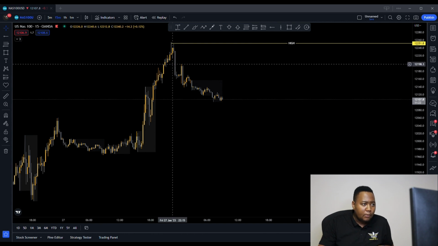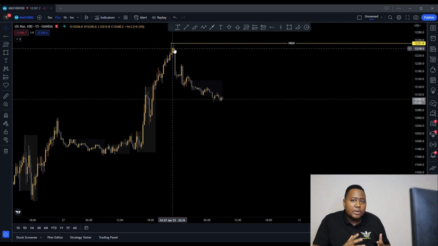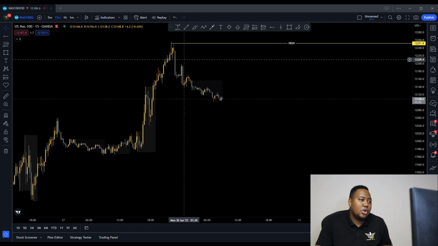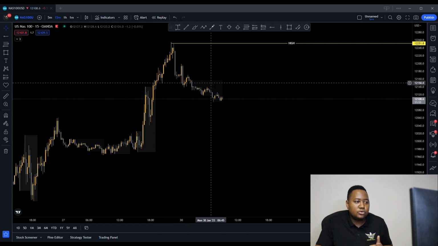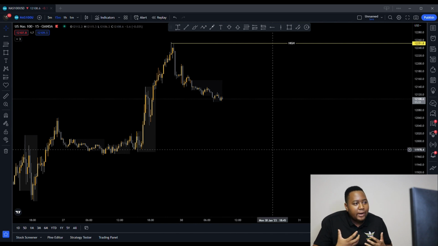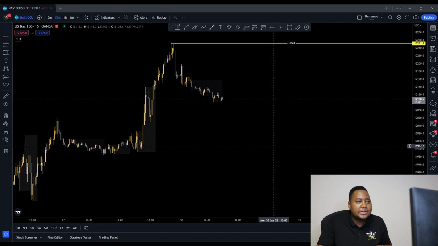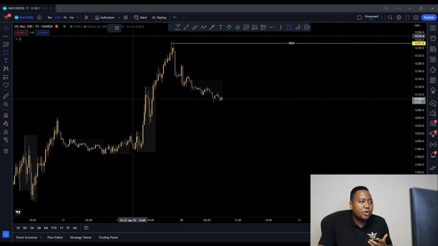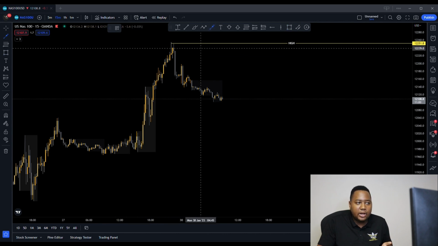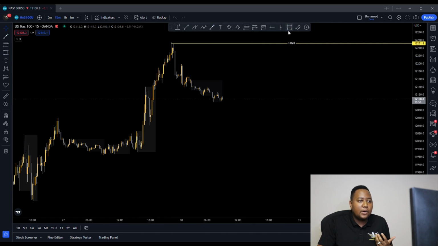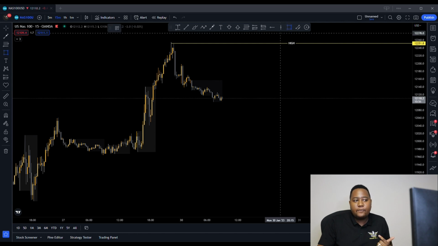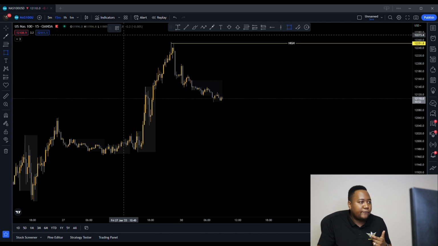Now that we understand the structure of the market, that we had higher highs, higher lows, then lower highs, lower lows, we want to validate and start plotting our bearings in terms of where our visible supplies are. Because we're in a downtrend, we're looking for supplies. If we're in an uptrend, we're looking for demands. So in this case, we're looking for supplies.